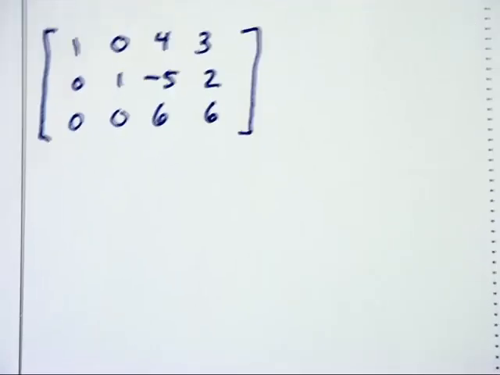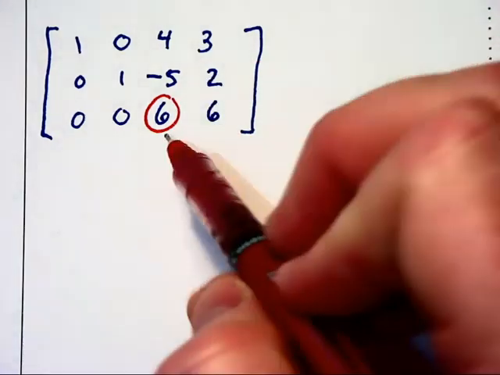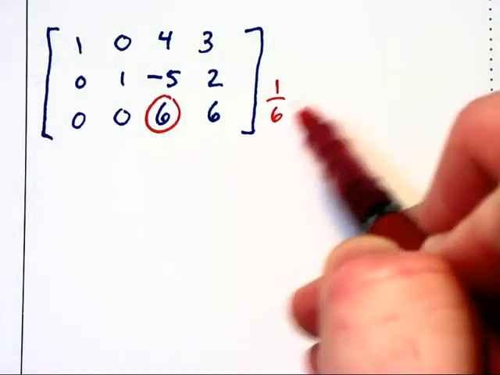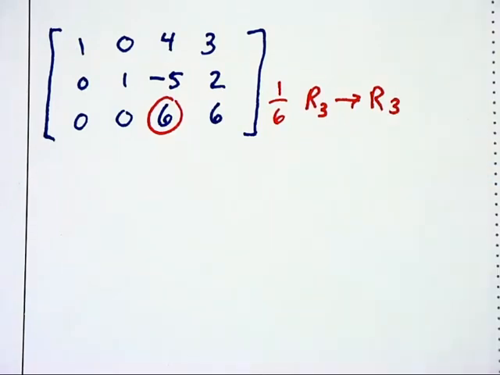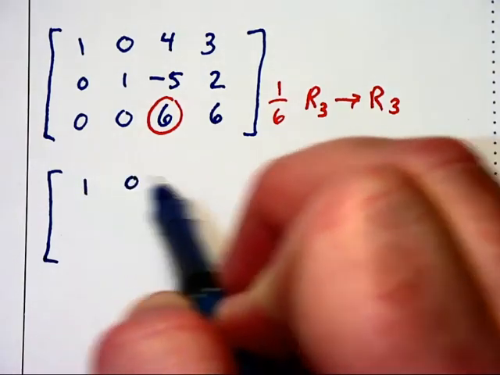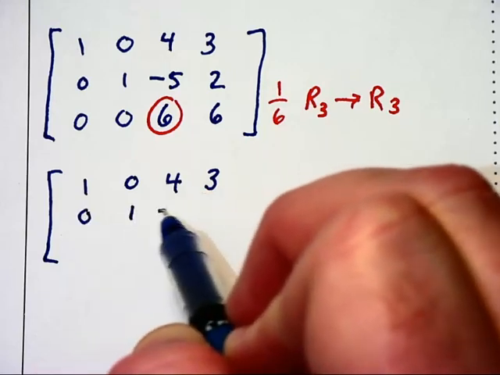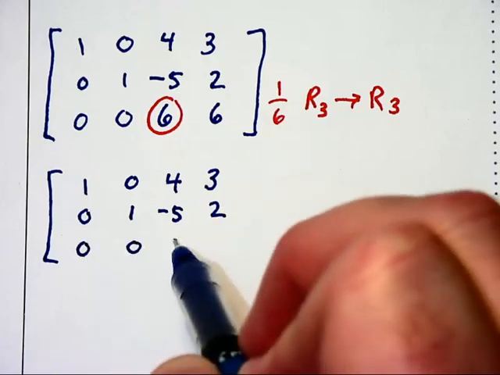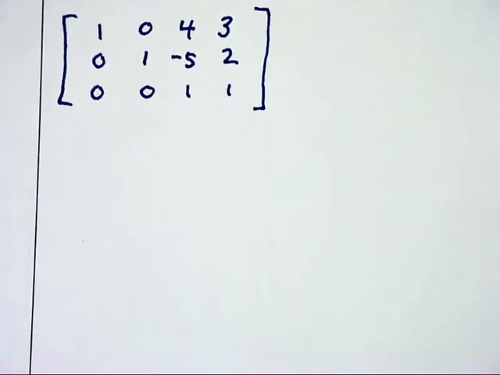We want to get a 1 where this 6 is. Well, to create a 1, I'll multiply by the reciprocal of the number in that position. So 1/6 row 3 will become the new row 3. So let's redraw this matrix. The first row stays 1, 0, 4, 3. Second row stays 0, 1, -5, 2. And the third row becomes 0, 0, 1, 1. Okay, we've got our diagonal of 1s.